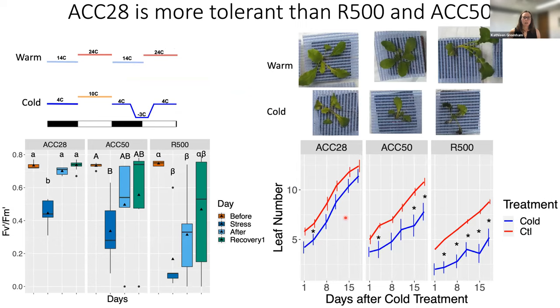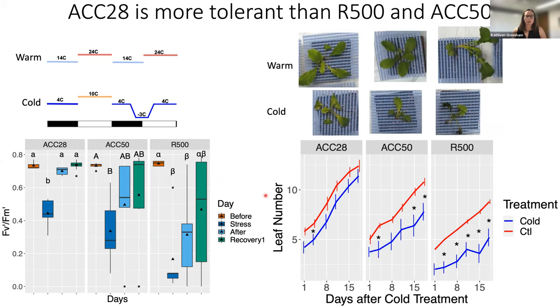We measure a number of different physiological measures. Here is photosystem 2 efficiency, shown as Fv over Fm. This is at a single time point, but we collect these throughout the day. So this is before the stress, during the stress, after, and then the recovery. You can see this ACC28 variety bounces right back following the stress, whereas ACC50 is a little slow to recover, and R500 is really hit pretty hard. So it doesn't really recover immediately following that stress.